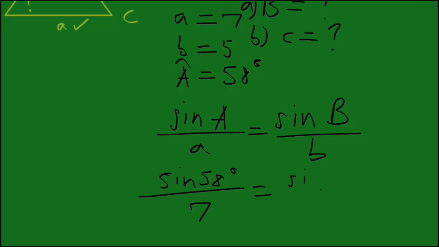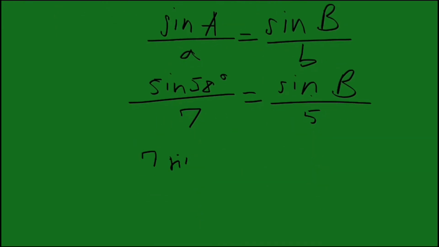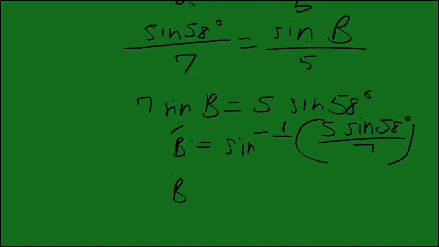Sine angle B, we're looking for that angle. B is 5. So cross multiplication, that's 7 sine B, which is equivalent to 5 sine 58. So angle B is equivalent to sine arc 5 sine 58 degrees divided by 7. Angle B is equivalent to 37.28 degrees.